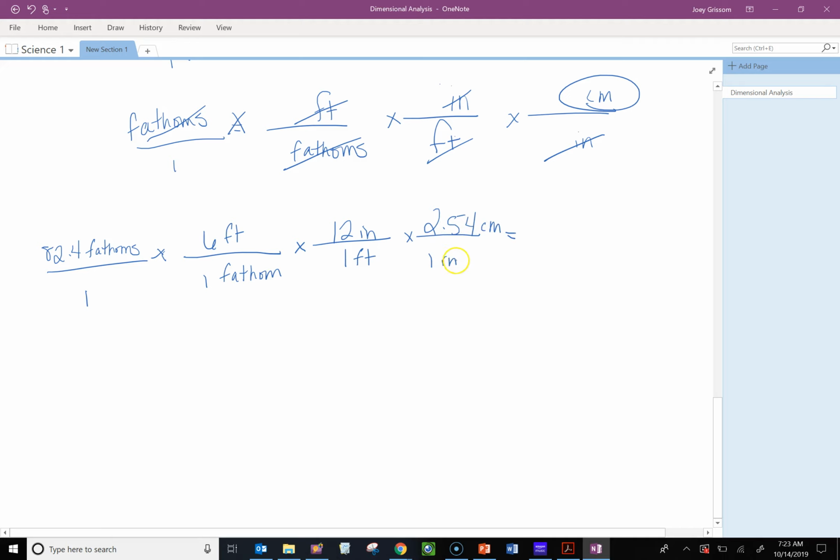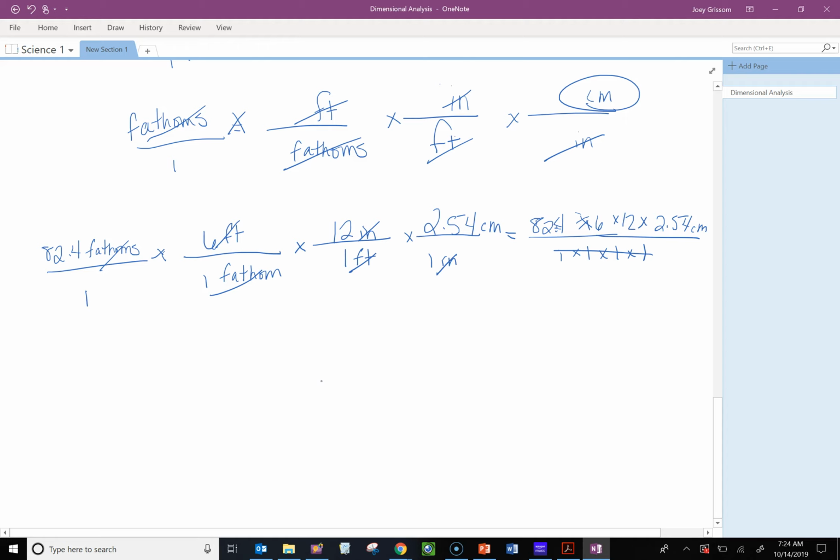Okay, so let's simplify this. I can cancel out all of my units that are opposite each other, so those all go away. Then I'm multiplying my numerators together. So I've got 82.4 times 6 times 12 times 2.54 centimeters, all over 1 times 1 times 1 times 1. So my numerator is where my calculation needs to be. My denominator is 1, so I don't really need to worry about that.